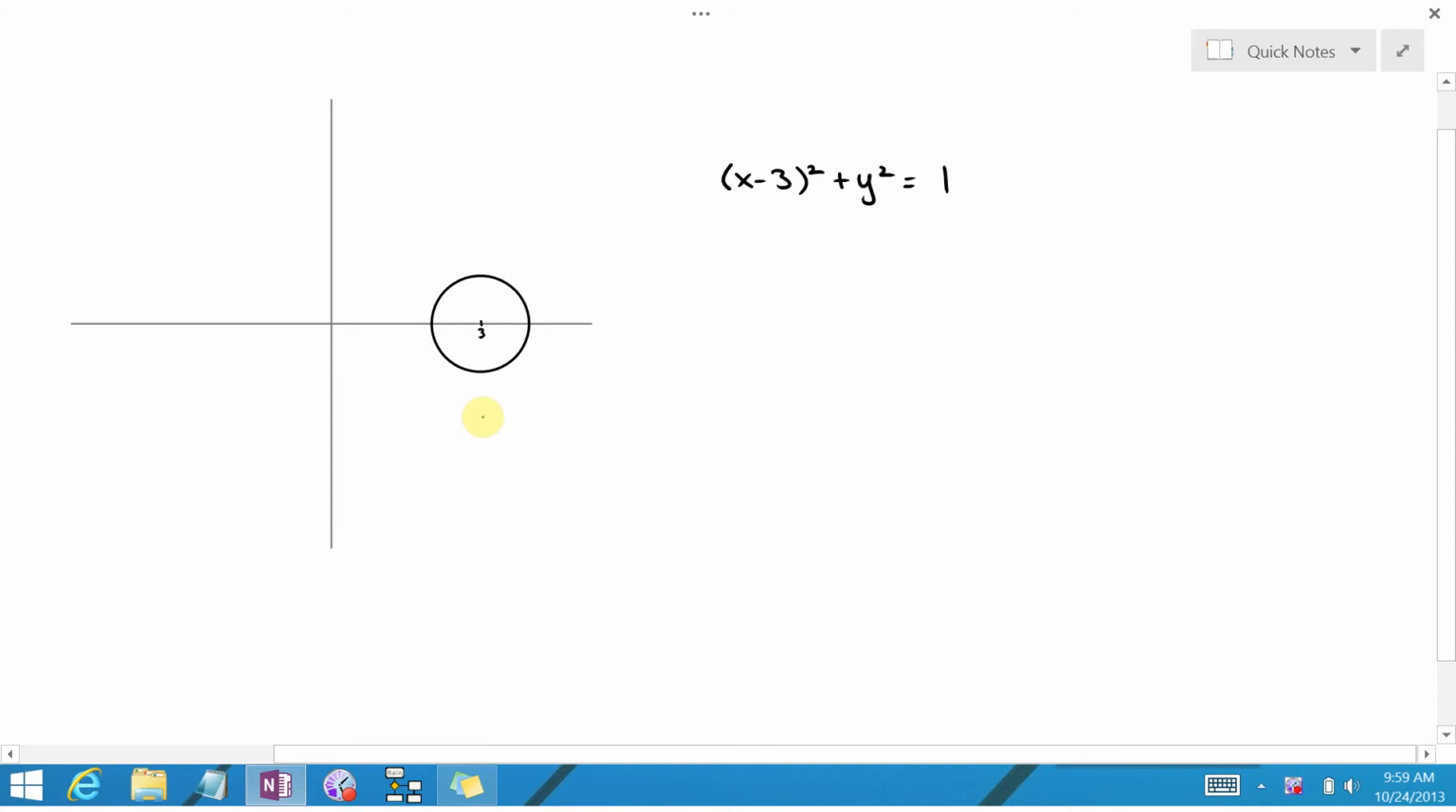So the equation we're given is (x − 3)² + y² = 1. And we're told that this is the equation for a circle of radius 1 centered at the point (3, 0) on the x-axis. So the first thing we're asked to do is to implicitly differentiate this.